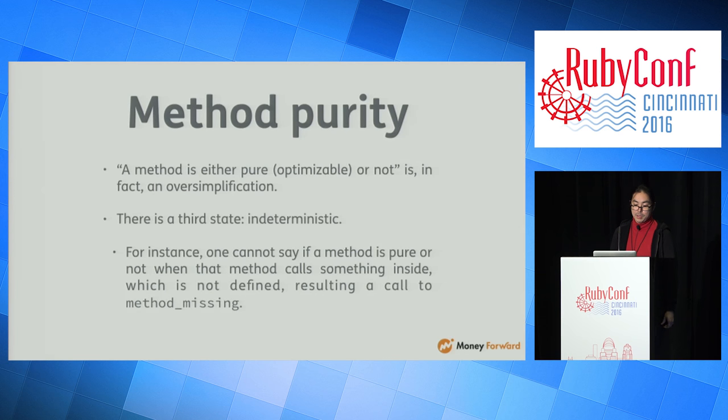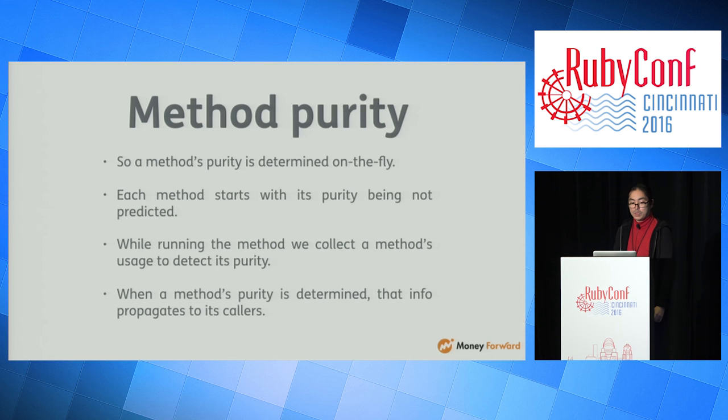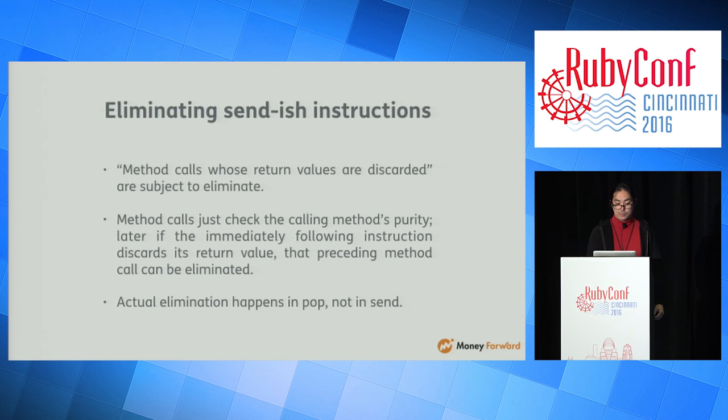Note, however, that saying a method is either pure or not is too simplistic, because there are situations where we can't say. Suppose, for instance, we call a method and that results in a method missing. In that case, we can't make sure if this is pure or not until we actually use the method. So in short, we have to detect a method's purity on the fly. At the beginning, everything is marked as not predicted yet. And as the evaluation progresses, some parts of the method are detected as pure or not. And finally, when everything is fixed, the purity of the entire method is set and then propagated to its callers. All right.